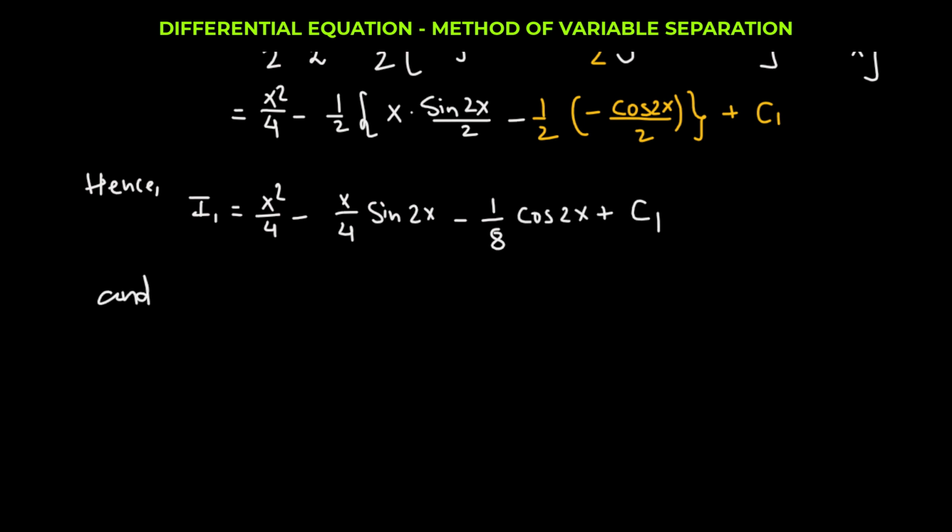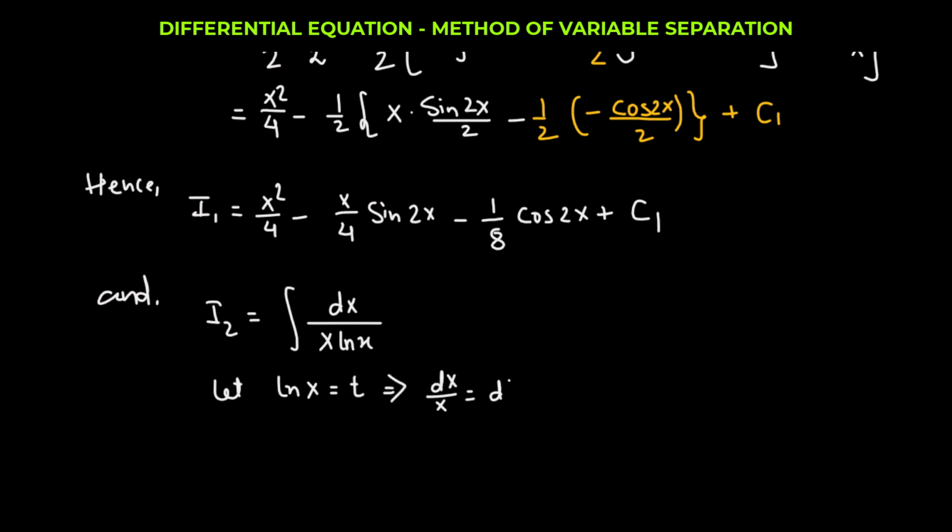Now we compute the second integral, which is integration of dx over x natural log of x. Let's perform this integration by the method of substitution. We're going to assume that natural log of x equals a variable t. Differentiating both sides with respect to x gives us dx over x equals dt, such that the integral becomes dt over t. The integration of dt over t will be natural log of t plus another constant of integration c2, and replacing t with natural log of x we have log of log x plus c2.